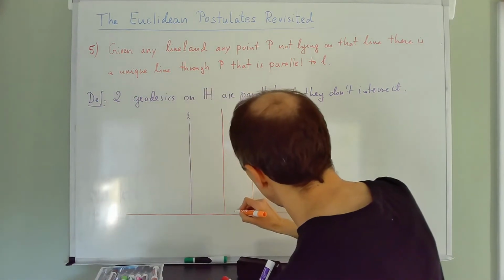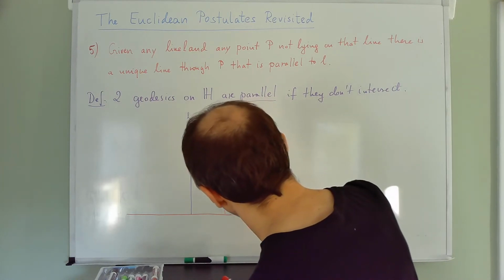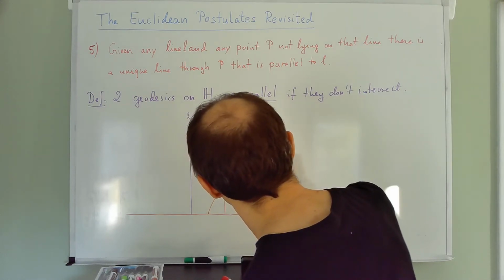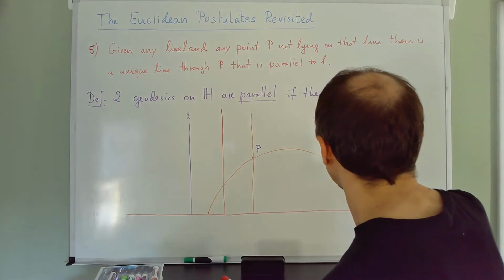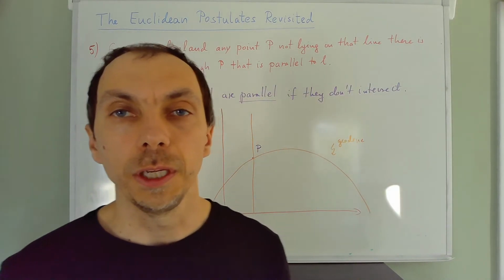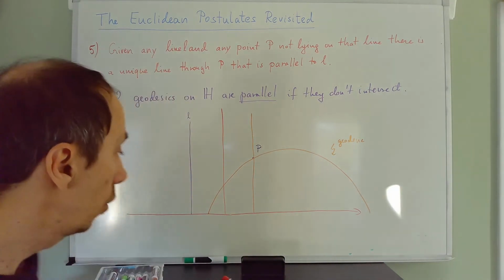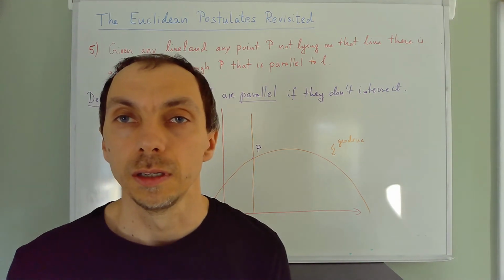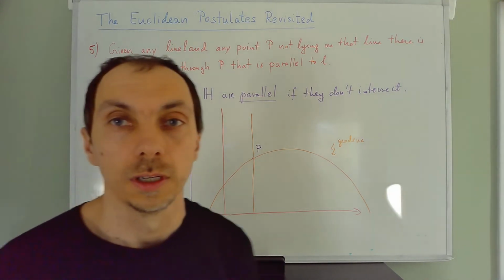But here's another one. That's also a geodesic. That's also a geodesic through P. And this geodesic also doesn't intersect the line L. So I specifically took it so that it actually ends here before L. So it's also parallel to this line and also goes through P.